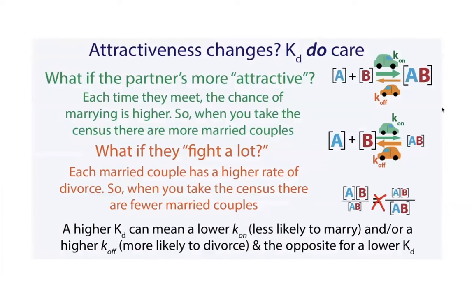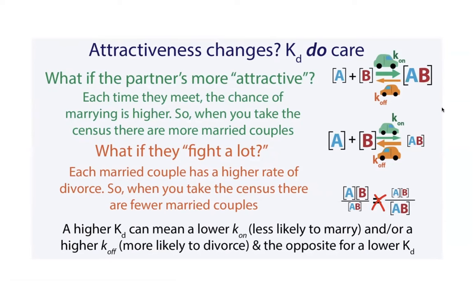So KD isn't going to depend on the concentrations, but it does depend on that K on and that K off, as we talked about. Remember that our K on, if the partner's more attractive, each time they meet, their chance of marrying is higher. And so there's going to be more married couples when you go take that census. Your KD is going to be lower.